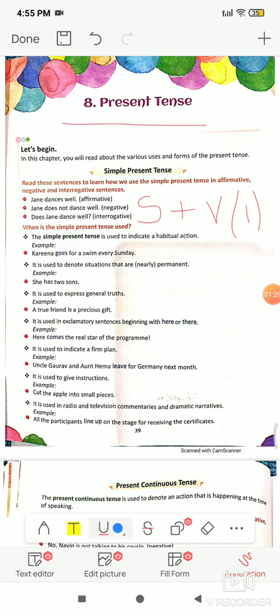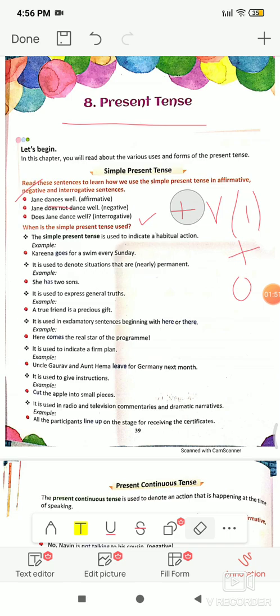Jane dances well. Now this is the first example. Jane is the subject, which is singular. So dances is the main verb, which takes the S form, and well becomes your object. So subject plus first form of verb plus object, right? According to this formula, now we will be discussing all the examples.